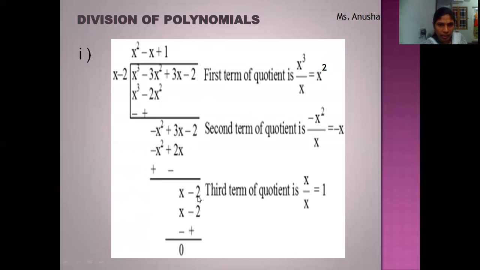Then take this minus 2 down again, so x minus 2. Take the first term of this polynomial, x, and the first term of the divisor polynomial, x. So x by x is equal to 1, and put that plus 1 in the quotient side. Plus 1 into x equals x, and plus 1 into minus 2 equals minus 2. The signs change: plus becomes minus, minus becomes plus, and it totally cancels off. The remainder is 0, and the quotient of this division of polynomials is x square minus x plus 1.